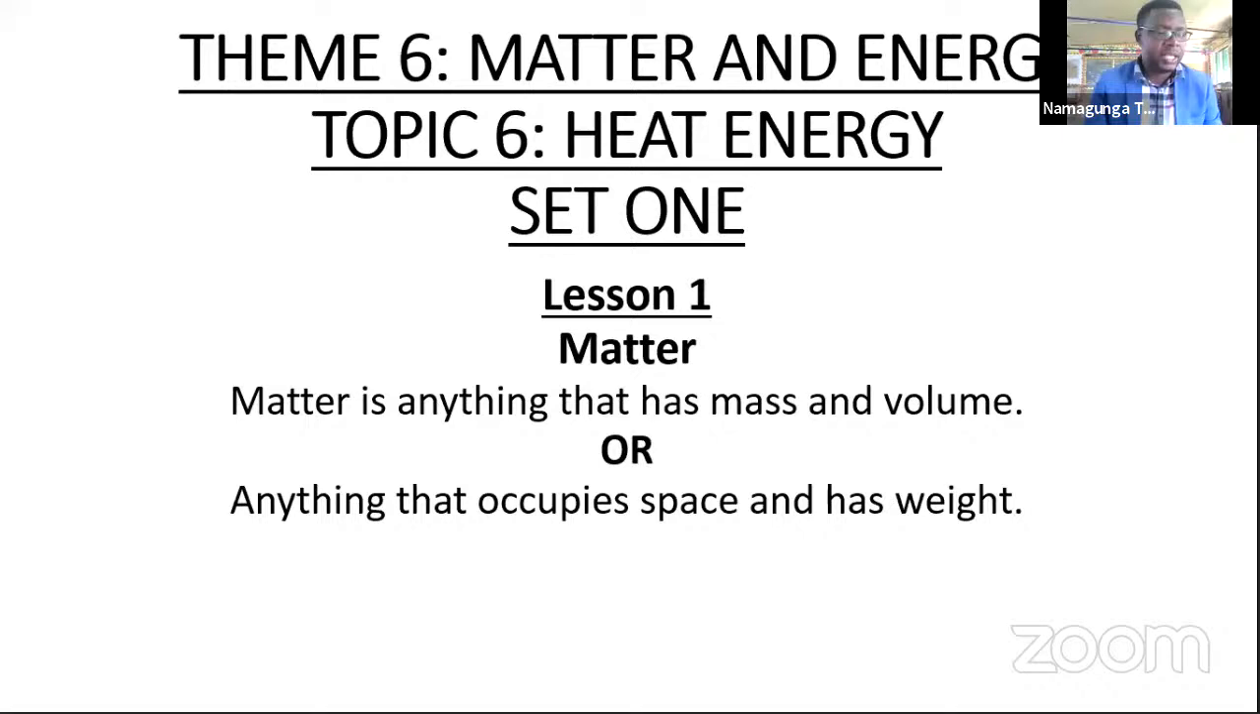We say volume is the space occupied by an object. So when we say the space that an object can occupy, that qualifies as volume. Then we shall also look at another term which we call molecules. Molecules are the smallest particles of matter. Matter is made of small particles, and those particles are the ones we call molecules. Are we together?